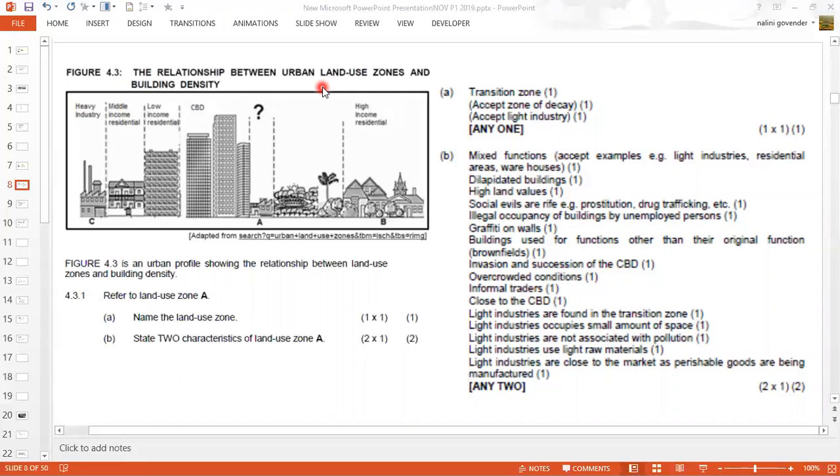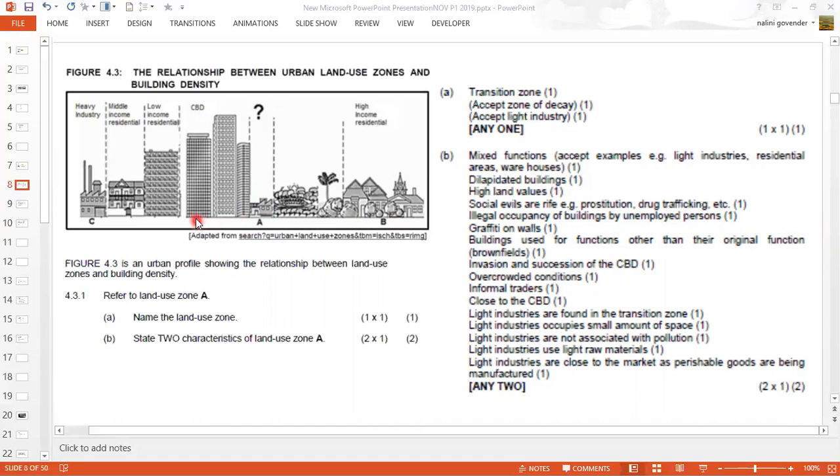For example, land can be used for the CBD, land can be used for industrial areas, land can be used for recreational purposes. There we have it here. There's our green belt, as you can see here. Right? The recreation land is next to the high income residential area. You can see here the high income area. The houses are quite huge. The houses have different shapes and different styles. Area labeled A is going to be our light industrial area, or referred to as the zone of decay or the transitional zone. That's area labeled A.